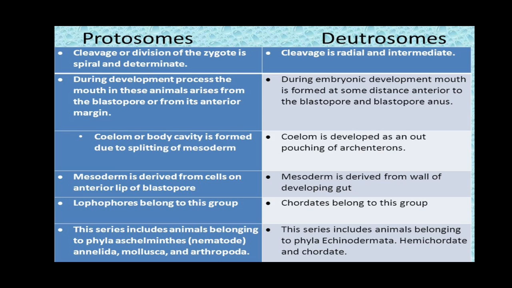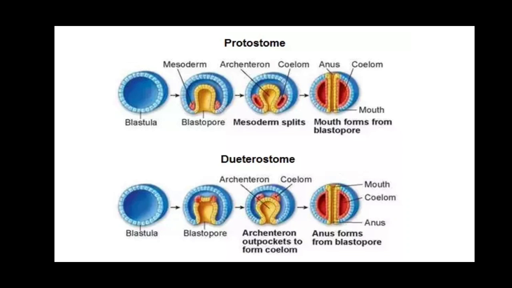During the development process, the mouth in these animals arises from the blastopore or from its interior margin. Now you can see in the protostomes, the blastopore will change into the mouth. Mouth forms from the blastopore, but in deuterostomes, the anus forms from the blastopore and not the mouth.